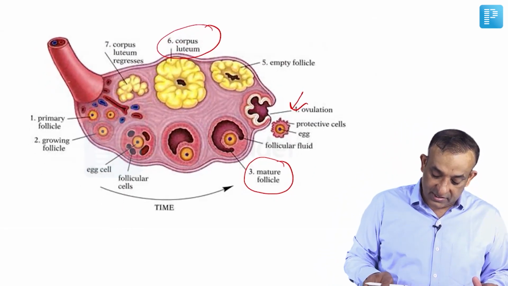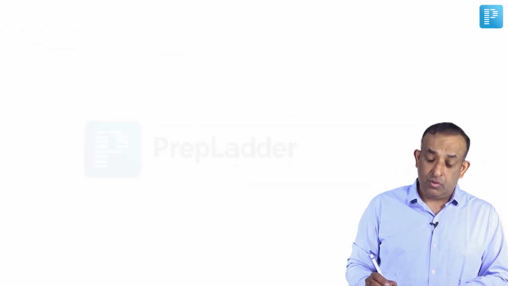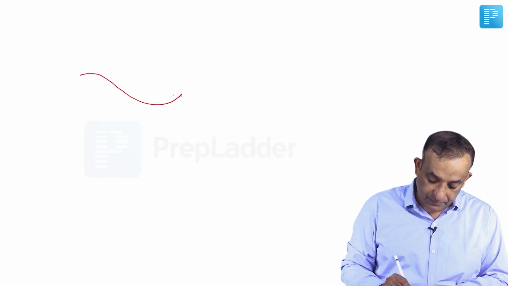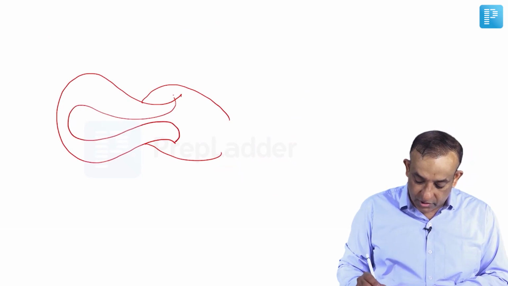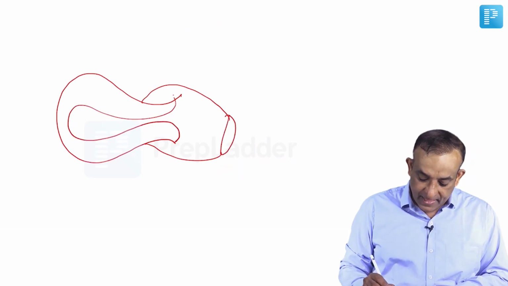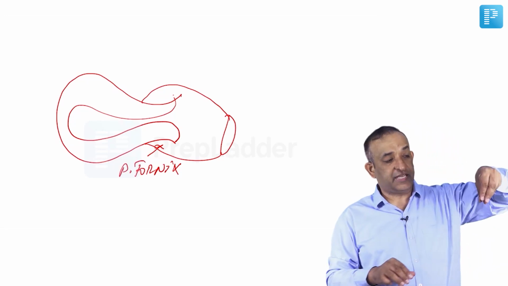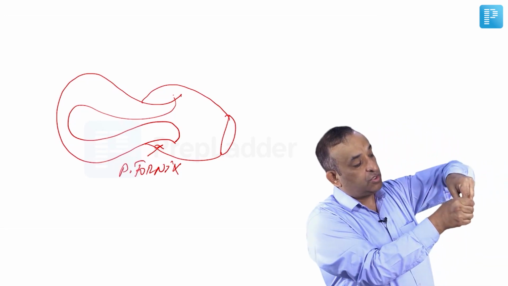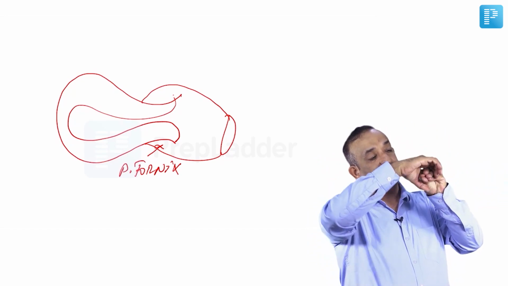So what happens after ovulation? Let's see. Now when the oocyte is fertilized after ovulation, where does it happen? How does it happen? So let us see. Uterus, vaginal opening, and now this is the posterior fornix. If you imagine the uterus like this, and this is the vagina.